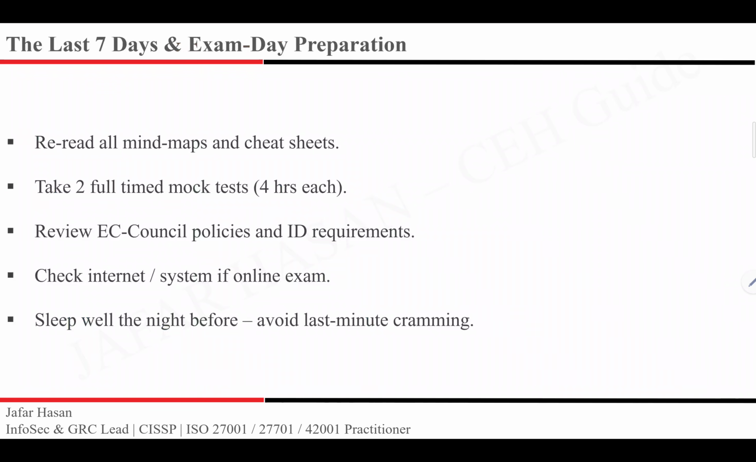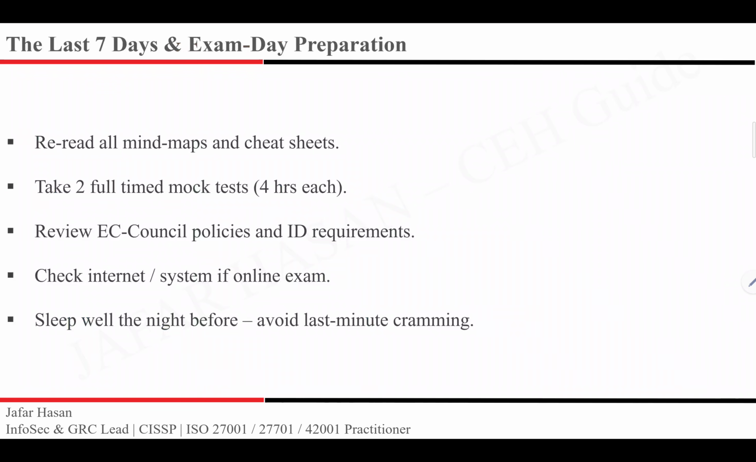Trust me. Do 2 complete mock tests with the full 4-hour timer to build your stamina. Set up your exam desk, camera, and internet 1 or 2 days before. On the exam day, be very calm, eat light, stay hydrated, and most important, trust your preparation.